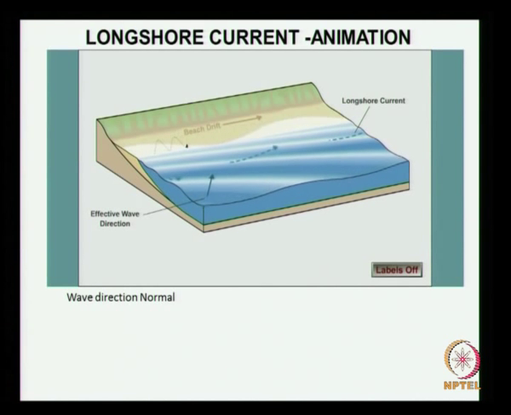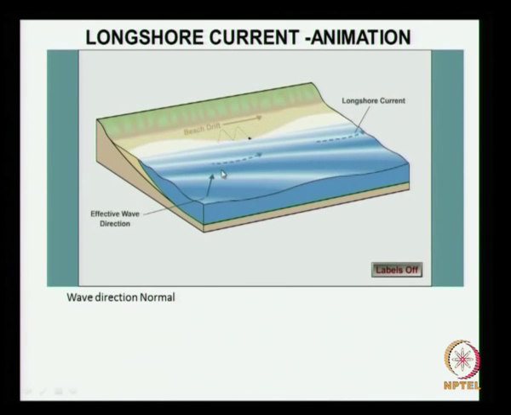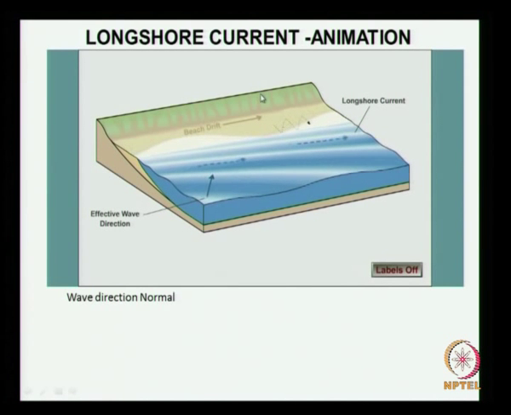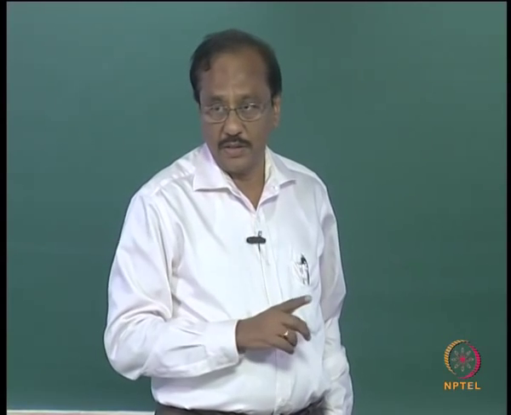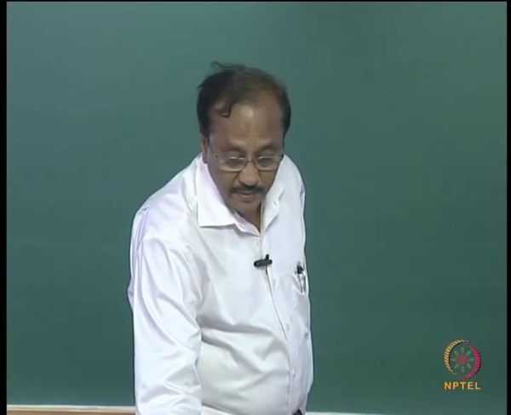When a wave is inclined, approaching a coast in an oblique direction, you see that it will have a component along the coast as well as a component normal to the coast, as I have explained earlier. Now you see how, once the waves break, the flow takes place because of the generation of the longshore currents due to the breaking of waves. I have already told you that the longshore current will be directed along the coast, and these are basically the wave induced longshore currents. Is that clear?